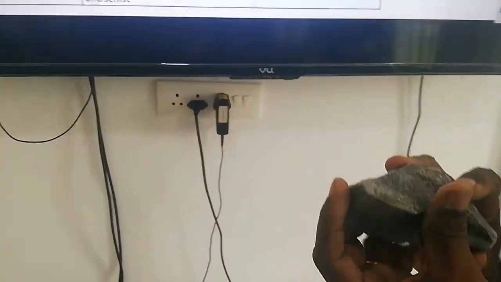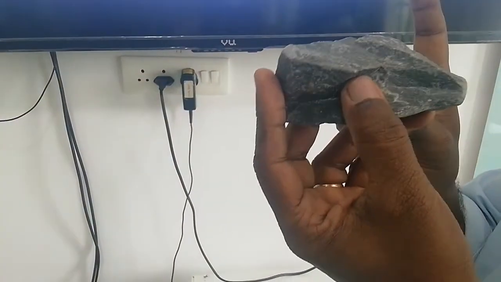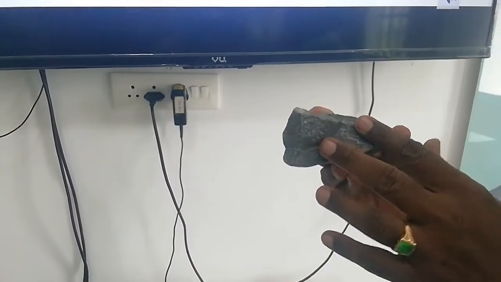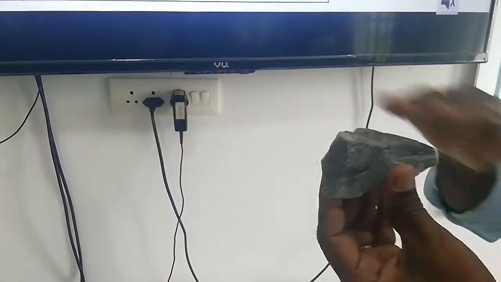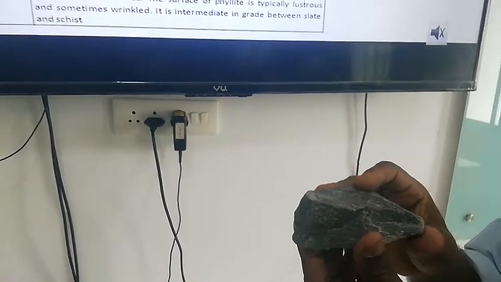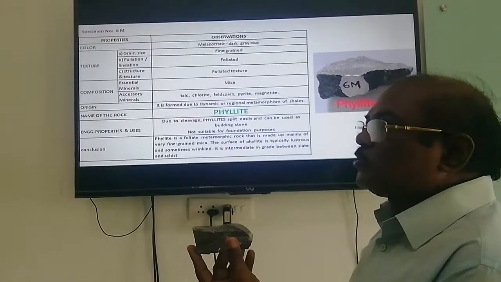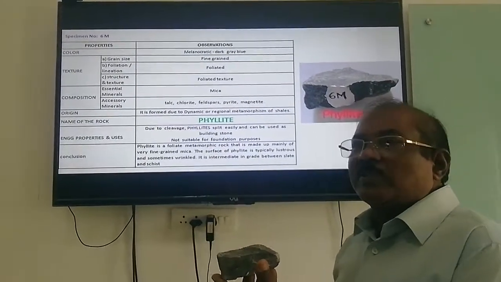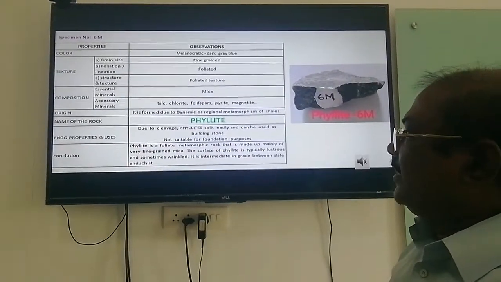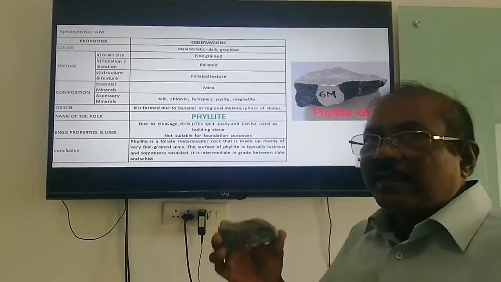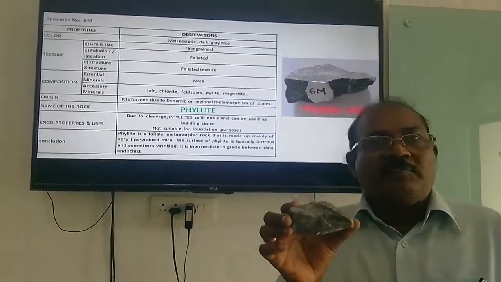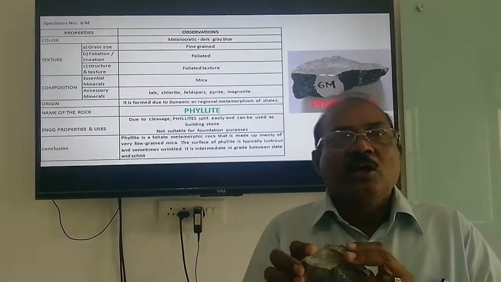So the source rock is a sedimentary rock, that is shale. Due to cleavage, phyllites split easily into many pieces and can be used as a building stone. It is not suitable for foundation purposes, especially in case of dams and reservoirs. This is about phyllite, and the metamorphic rocks are explained in this session.